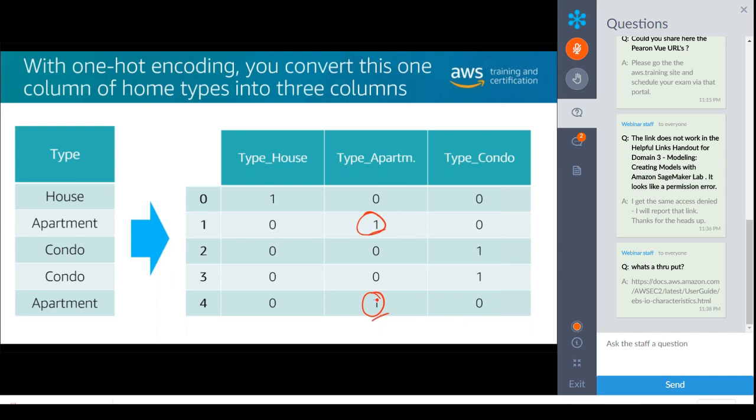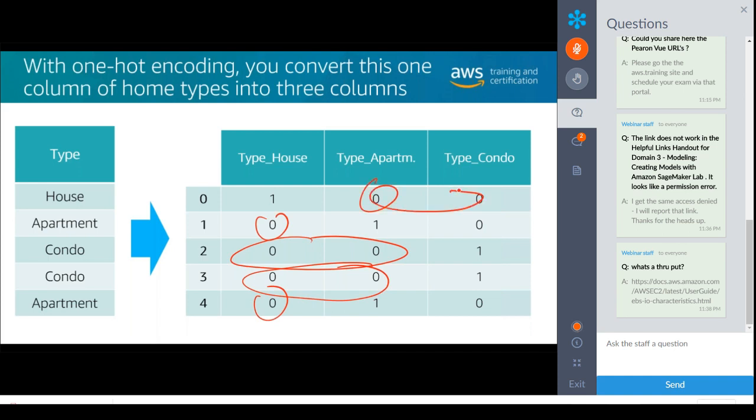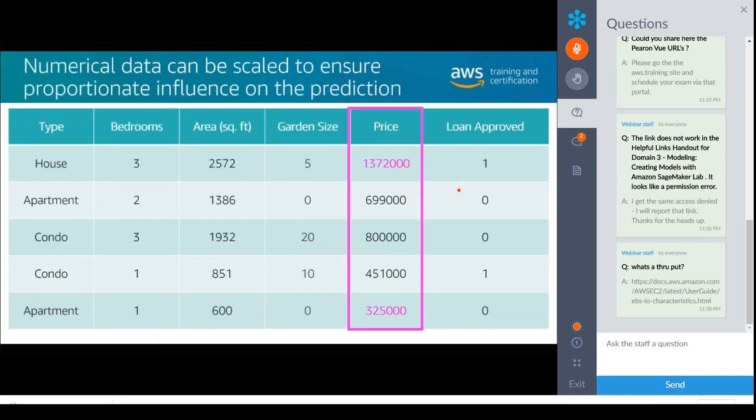So we're not saying that house is better than condo, or apartment is better than condo or anything like that. There's no implied order. It's just, is this thing a condo? Yes or no. Is this thing an apartment? Yes or no. Now, this looks really wasteful. If you're coming from a database background, you're going to say, this is awful. We've just denormalized our data and we have all these zeros wasting disk space. But that's not the point. Our goal here is not to save disk space. Our goal is to engineer the features so that they can be fed into an algorithm.